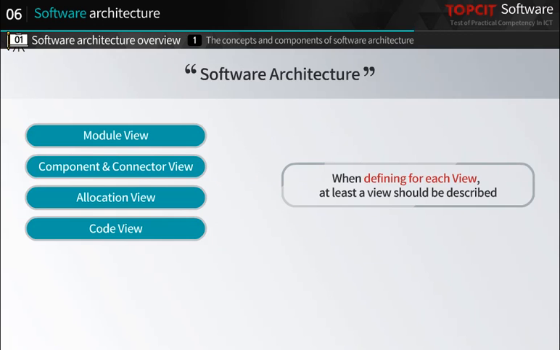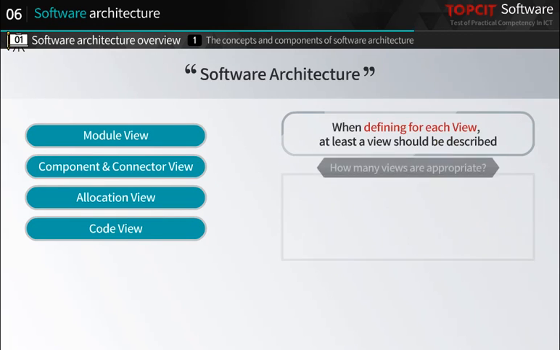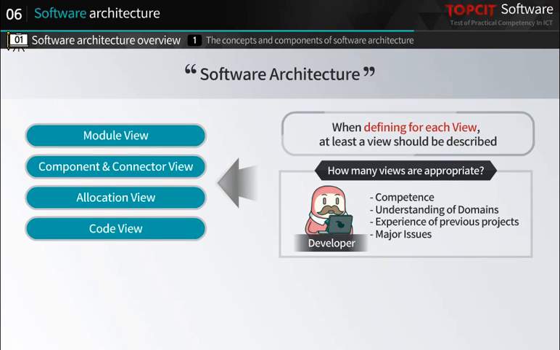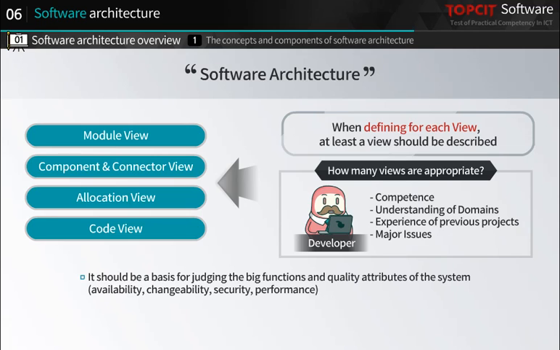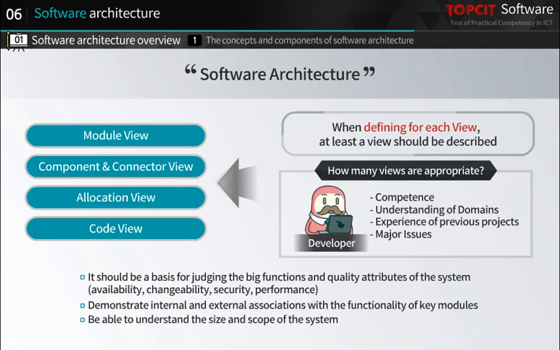When you define each view, you must describe at least a view. And how many views are appropriate depends on factors such as the competence of the developers, the understanding of the domain, the experience of the previous project, and the major issues. It should be the basis for judging quality attributes such as system's big function, availability, changeability, security, and performance. And the functionality of the key module should be described how they are related to the inside-outside. Also, you need to be able to figure out the size and scope of your system. Finally, you should be able to describe the rationale for building the architecture description.